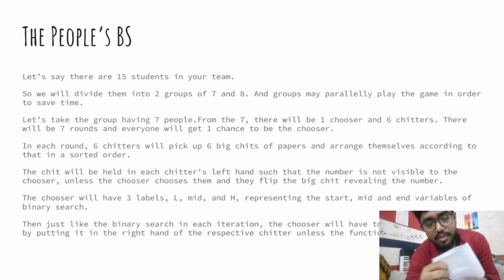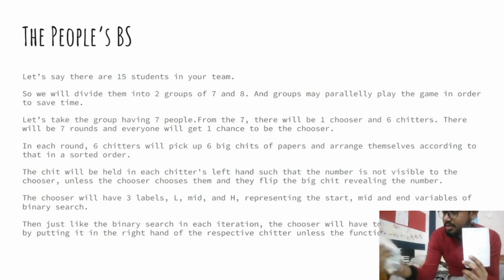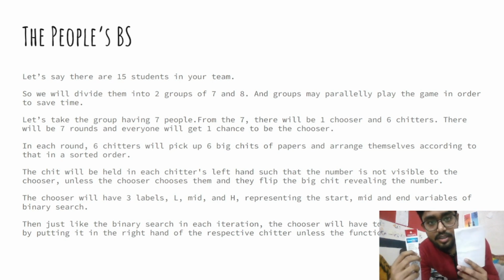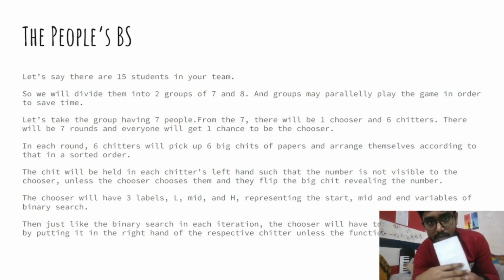So each chitter will have a chit in the left hand, and then the chooser will choose whom to give the labels. Let's suppose this is a label. Whom should he give the label of L, mid and H after each iteration? Okay, got it? It's easy. The chooser will choose the mid person, and then the mid person will reveal the number. Then the chooser will decide whether to go left or right depending on if it's greater or smaller than the target. The chooser will be given a target. Simple, easy, got it.